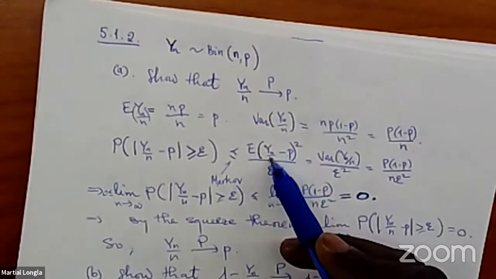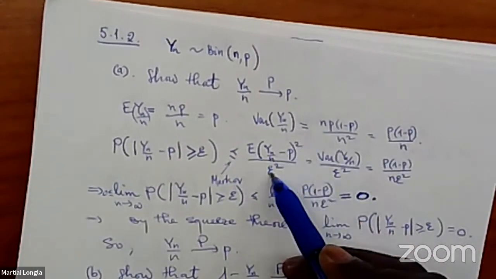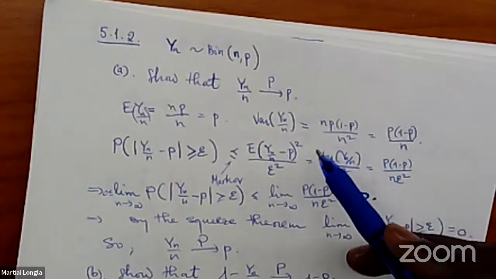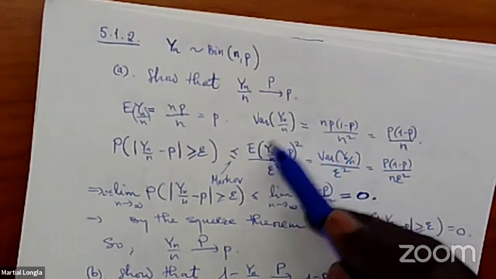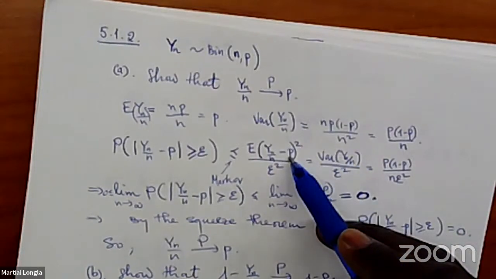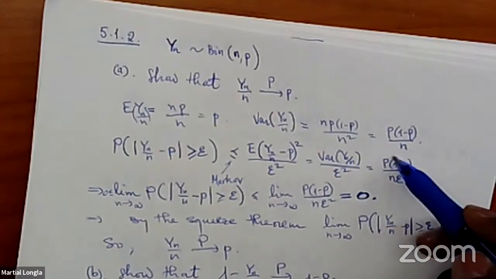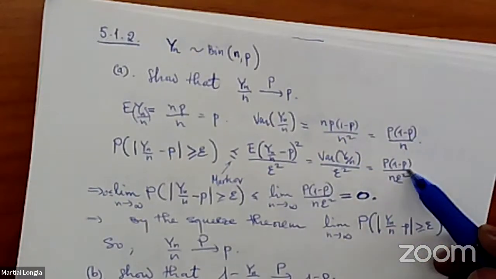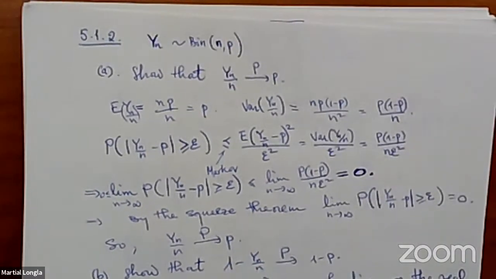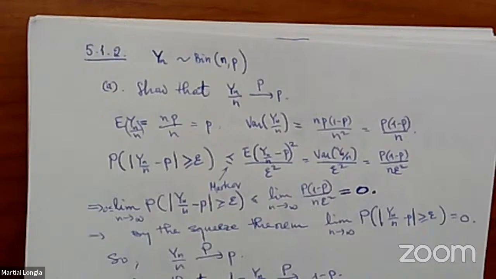The expected value of Yn over n minus p, squared, over sigma over epsilon squared. And therefore, this expected value is the variance, because we showed that the expected value is p. And the variance, we just found it here: p times 1 minus p over n epsilon squared. Now, after doing all that, you need to carefully show that that limit is equal to 0, not just tell me it converges to 0. That doesn't show me anything.